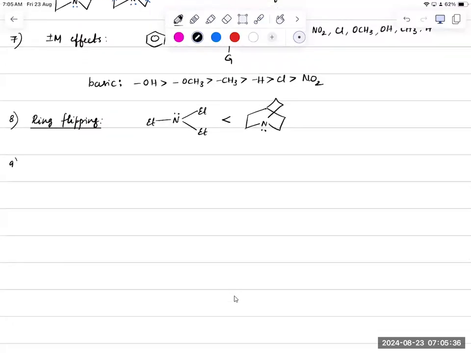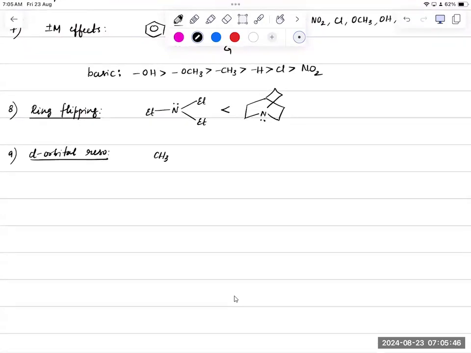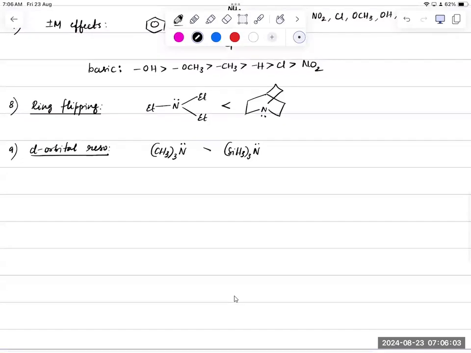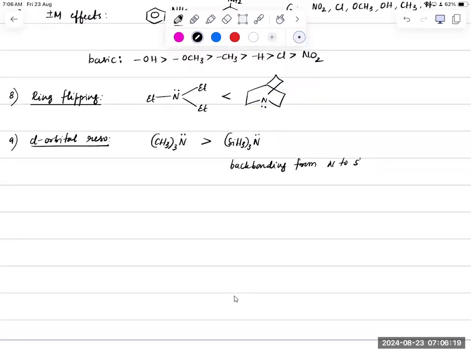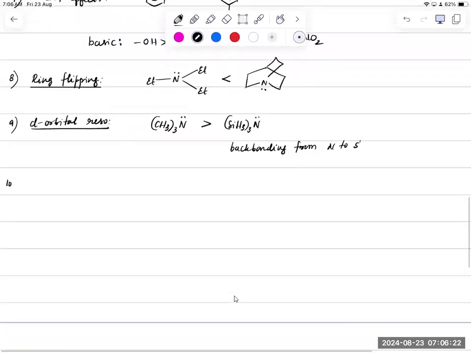Okay. Next one is d orbital resonance. In this case, if you notice (CH3)3N, if you compare that with (SiH3)3N, okay. Now here there is back bonding happening between the lone pair of nitrogen and silicon, so that is not available due to back bonding from nitrogen to silicon. Nitrogen to silicon, there is back bonding, because of which you will see this nature. Clear, everybody? And lastly, ortho effect.